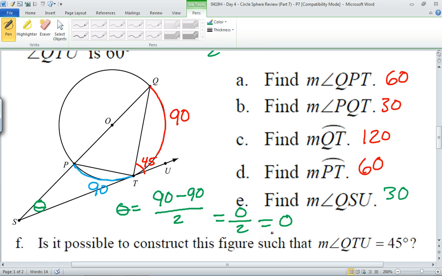Can you have a 0 degree angle? No, you can't have a 0 degree angle. So no, there's no way that we could make a picture so that this was 45 degrees. That would be a 0 degree angle. So that's why that's a no. No, that can't happen.